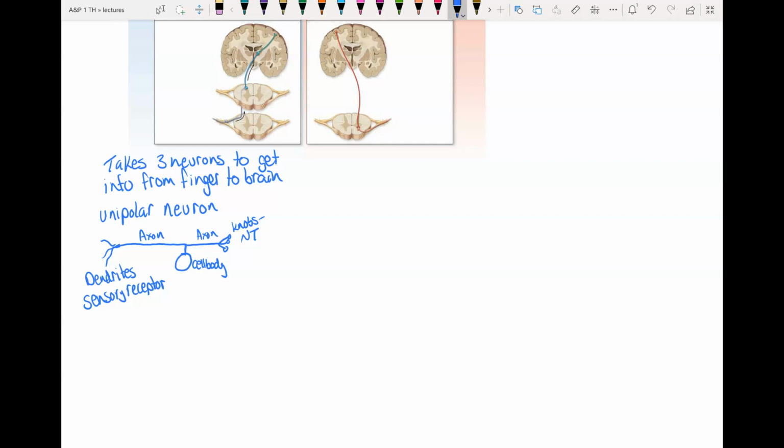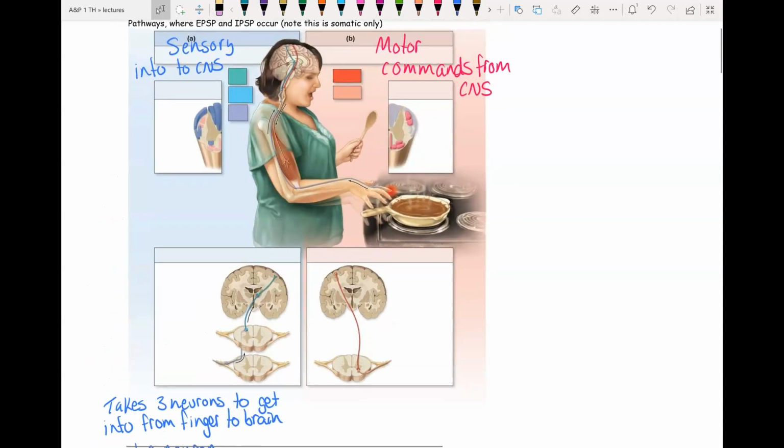So our 3 neurons are primary, secondary, and tertiary. The primary one starts here in her finger. So right here in her finger are going to be those dendrites that act as the receptor. They're going to have gates that open in response to that feeling of heat, and that lets the sodium in and starts the action potential.